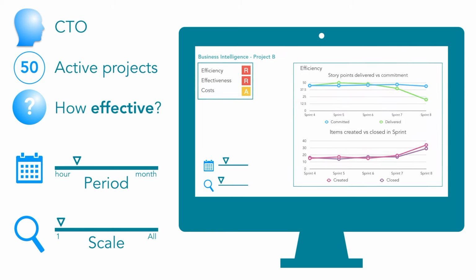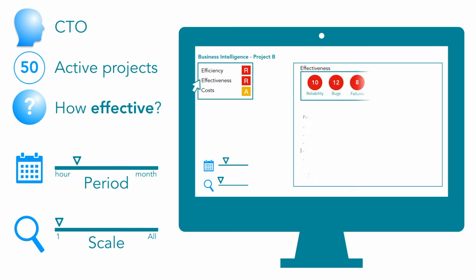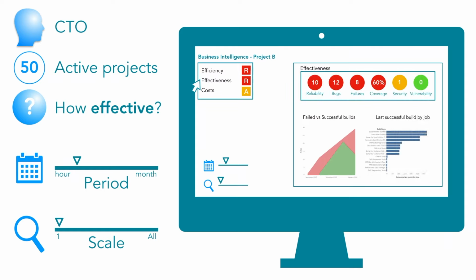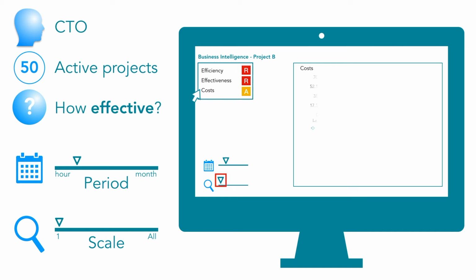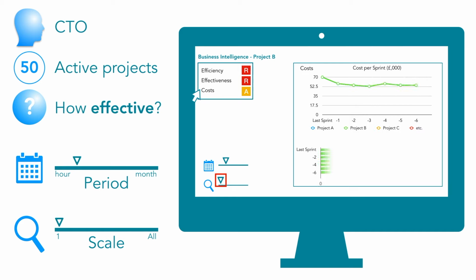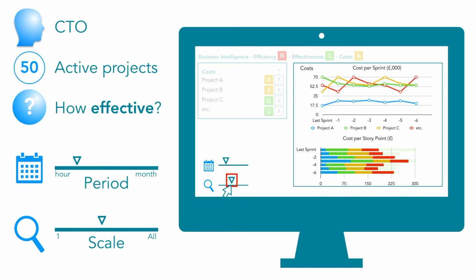Lots of new issues have been created and closed within a sprint, implying that the team has been diverted from new features onto fixing technical debt. And if you look at effectiveness, you can see lots of red flags against key quality measures and broken builds. Costs have also increased as more resource has been thrown at the problem. You can move out again to see this in the context of the whole business intelligence stream.